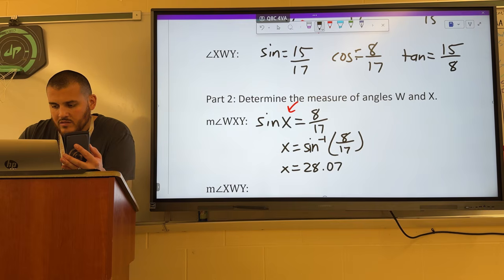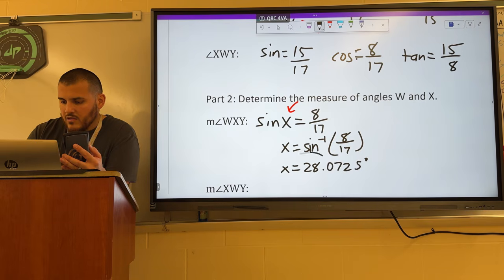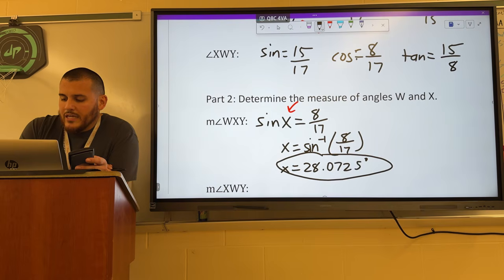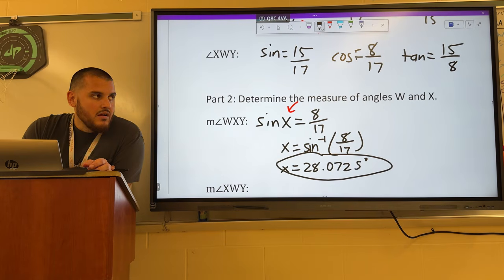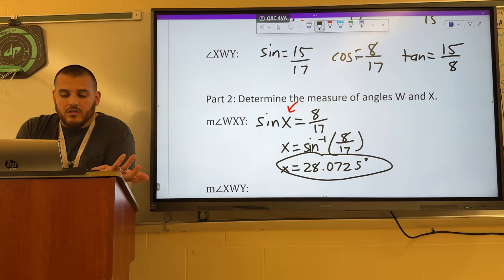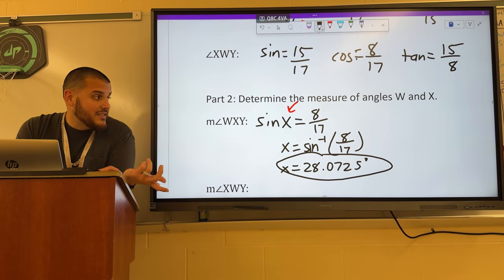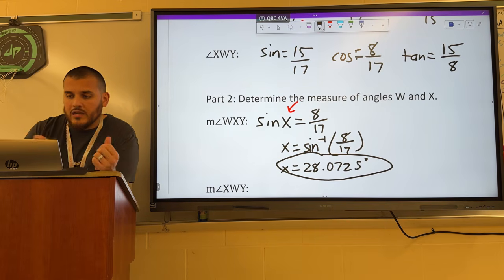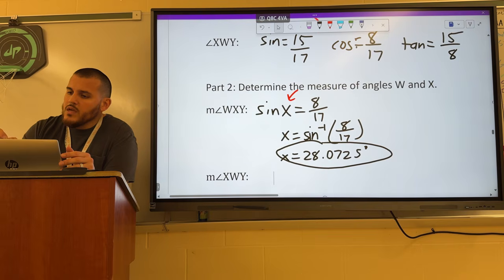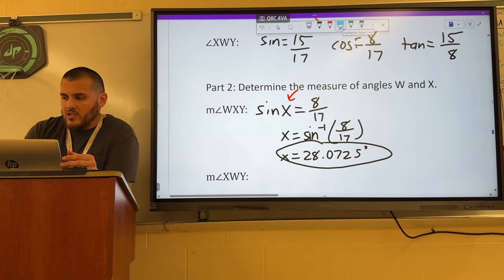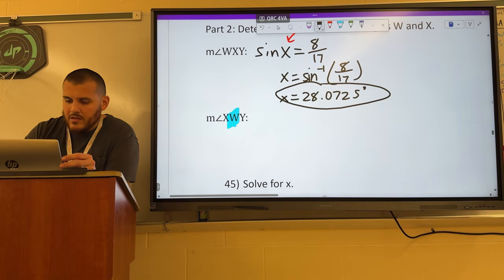I like to tell my students to round to the nearest 10,000th for trigonometry, because some of those questions get a little tricky. So I got 28.0725 degrees for this measure. We could absolutely just use complementary angles now to solve for W, right? We know that this angle, 28 point yada yada, has to add with the other angle to equal 90 in the right triangle, or we can just again use another one of our ratios. Let's use the tangent ratio this time for angle W here to find this measurement.